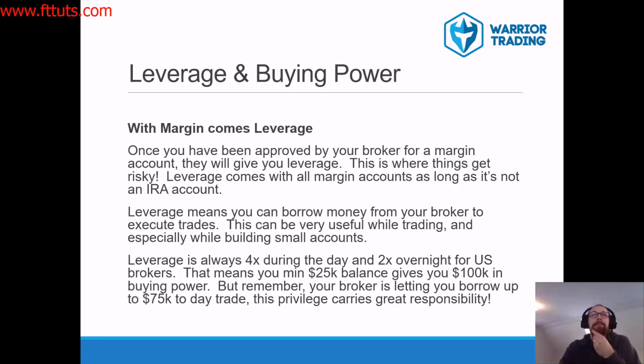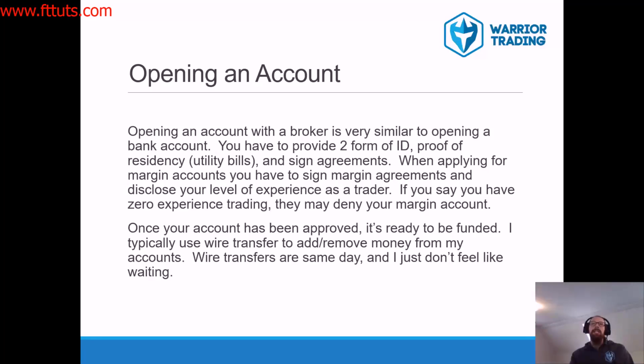All right, so opening an account with a broker is very similar to opening a bank account. You need to provide 2 forms of ID, usually your passport and your license. You need to sign agreements. Sometimes you need to show proof of residency, utility bills, something like that. And you've got to sign your margin agreements, and you also have to disclose your level of experience as a trader. Now, when I first started trading, even though I had 0 experience, because I knew a little bit about the market, I said I had some experience. If I had told them I had 0 experience, they probably would have denied my margin account. So, I said I had some experience. I did know about trading, and my account was approved.